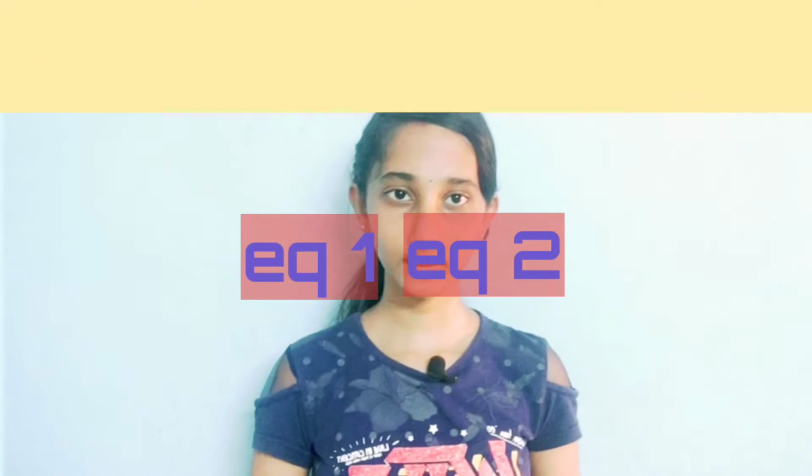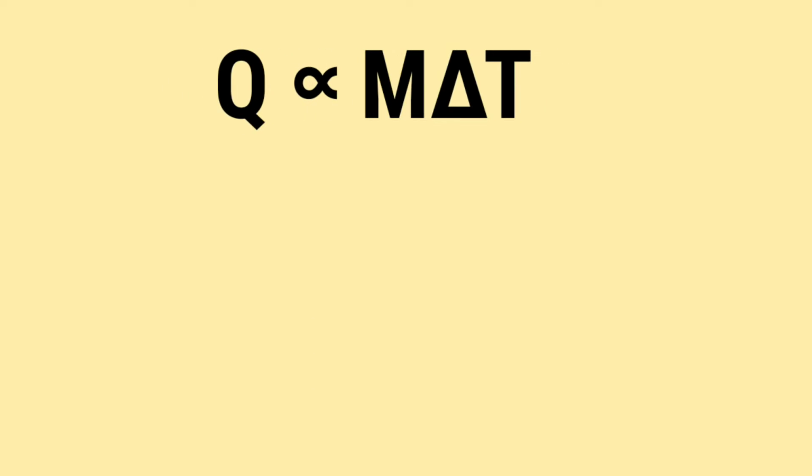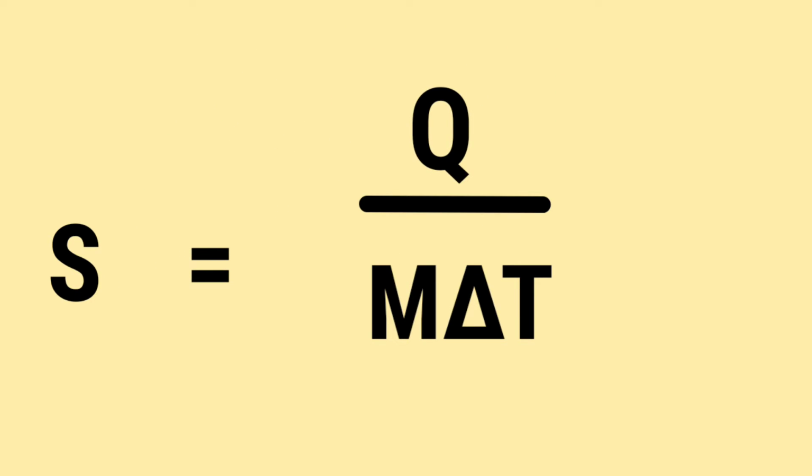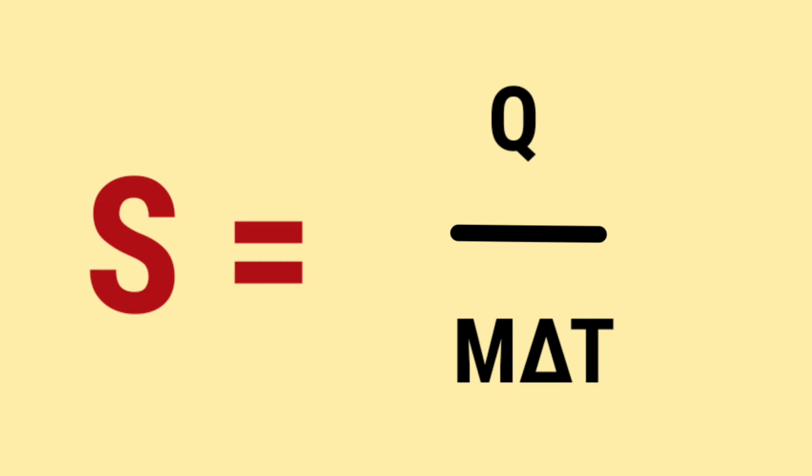Now, from the combination of equation 1 and equation 2, we derive that Q is directly proportional to M delta T. Now we can keep a constant in place of the proportionality. It means we have to derive the formula for specific heat, right? Let me call specific heat S and keep the constant S in place of the proportionality. Okay, now Q is equal to M S delta T. To derive the formula for specific heat, bring S to the LHS and the remaining terms to the RHS. Now S is equal to Q by M delta T.